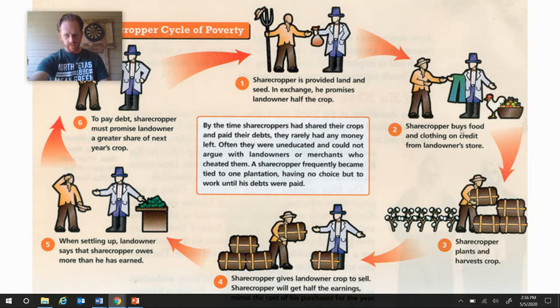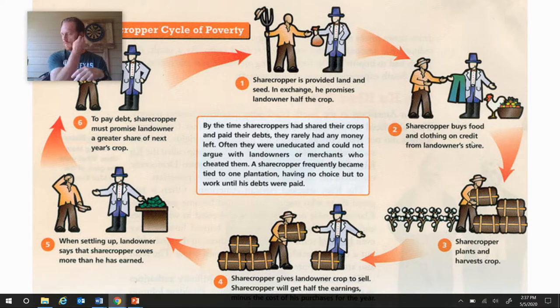Now, the second step says that the sharecropper will buy food and clothing on credit from the landowner's store. So in this case here, most slaves or former slaves, they don't have any money at all. They don't have a head start. They don't have money to get started in life. So they have to borrow money or borrow goods from somebody. In this case, it happens to be the landowner. So if we have a landowner that has housing, that has clothing, that has food, well, he can let you borrow it and you can pay him back later.